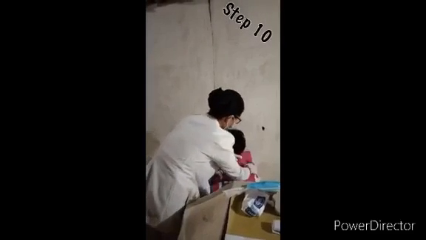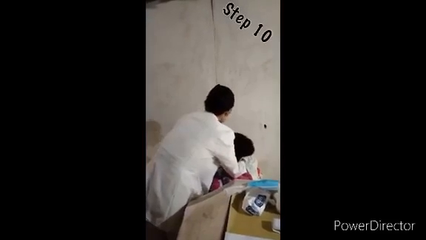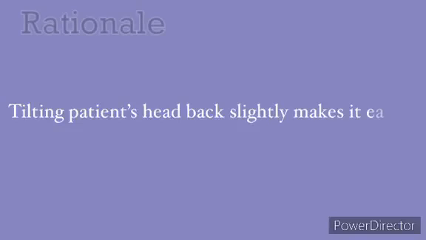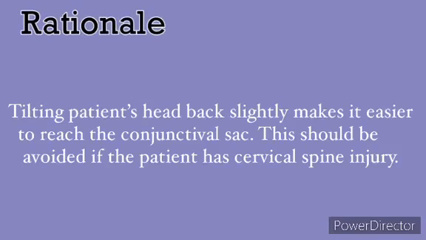Step number 10. Tilt the patient's head back slightly if sitting, or place the patient's head over a pillow if lying down. The head may be turned slightly to the affected side to prevent solution or tears from flowing toward the opposite eye. Rationale: tilting the patient's head back slightly makes it easier to reach the conjunctival sac. This should be avoided if the patient has a cervical spine injury.